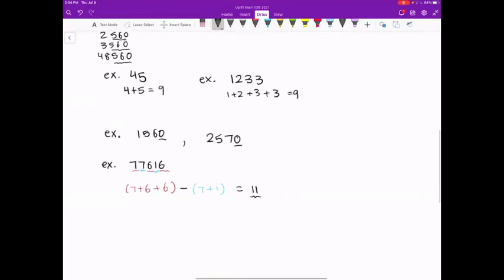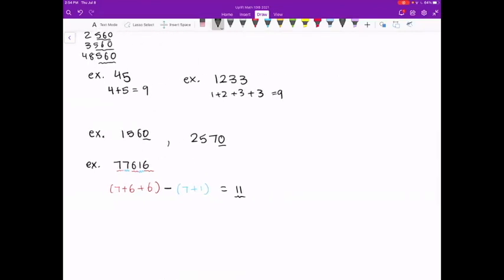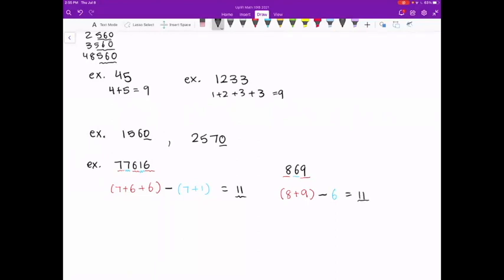Should we do another example? Yes, we should. So we can have the number 869. And we can group up the alternating digits. 8 and 9 go together, and 6 is by itself. And then we can add up 8 and 9 and subtract 6 from it. And we can see that the new number is 11, and that's divisible. So 869 is divisible by 11.